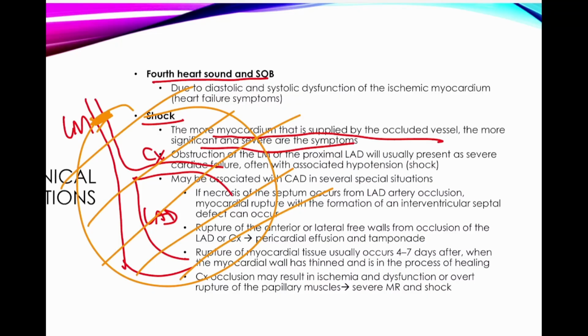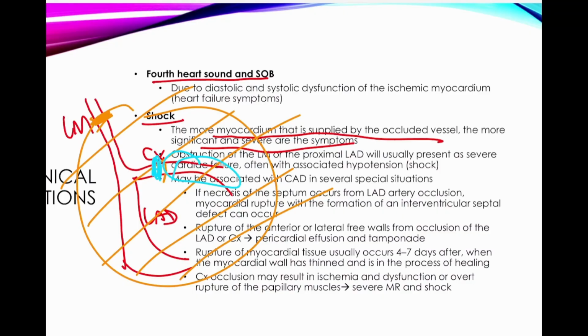You see why? Now, if I occlude the circumflex, only that area is out. So the more distal you go, the less severe. That's why the left main is considered the widowmaker, the LAD essentially. You occlude left main, the whole left ventricle is not squeezing very well at all. The whole anterior part of the heart is gone. So that's what we're talking about with regards to all that.